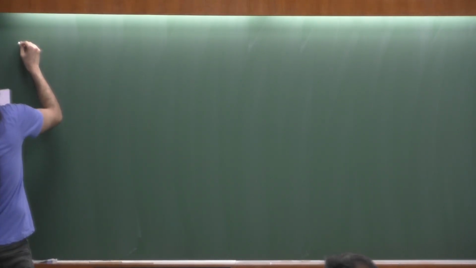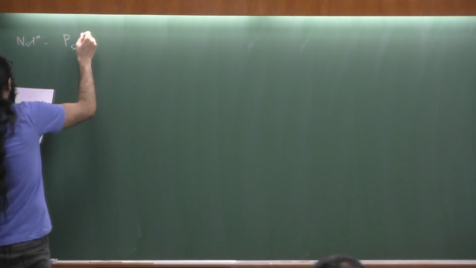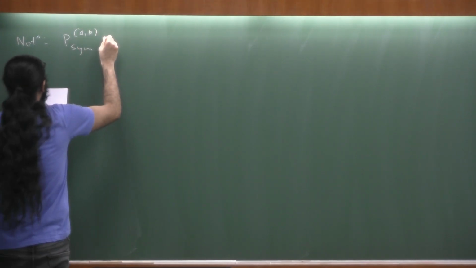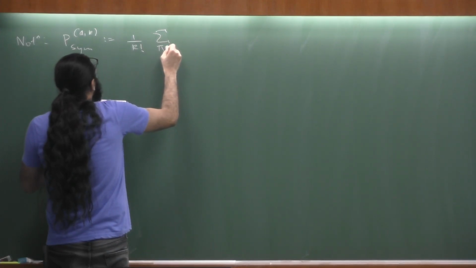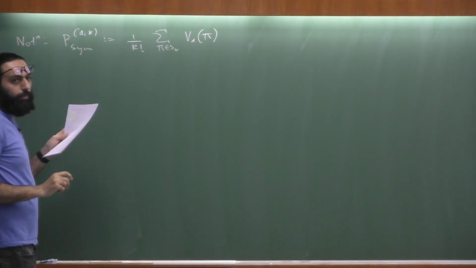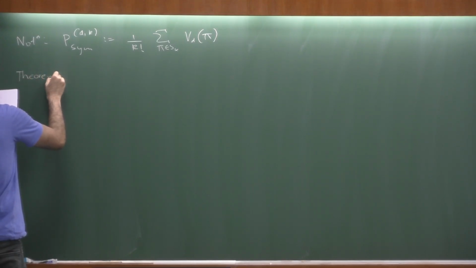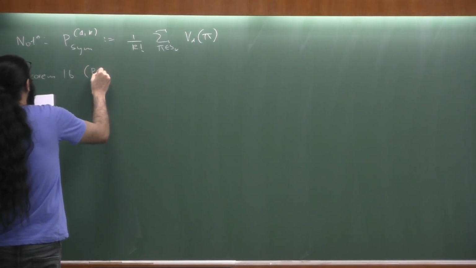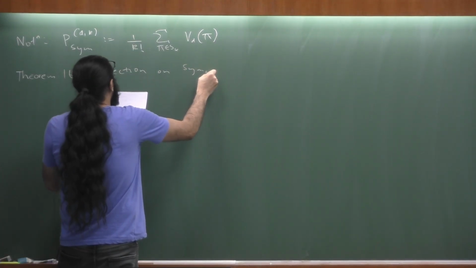The notation we were using was this. We were calling this the symmetric projector, P_{d,k}, defined as 1 by k factorial times the sum over permutations of V_d(pi). That was the definition for the symmetric projector, and the definition was justified because it actually does project onto the symmetric subspace.